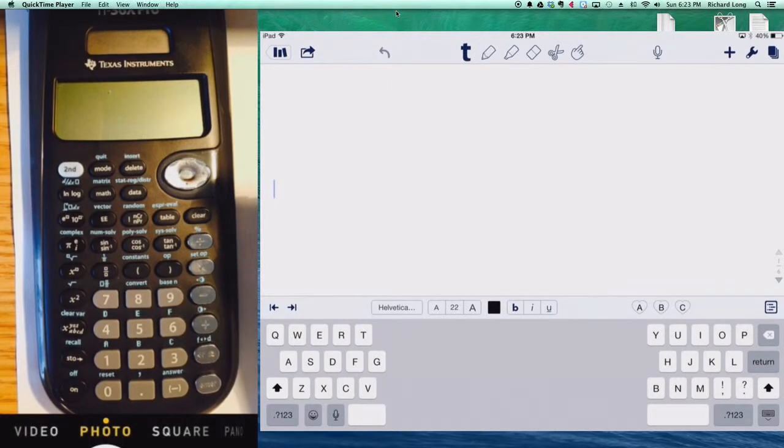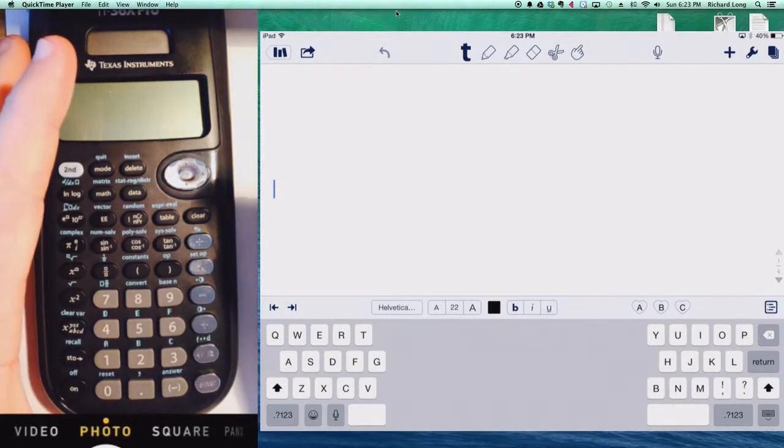Hi folks, Mr. Long here, and we're going to do a quick little screencast about how to use the TI36X Pro.